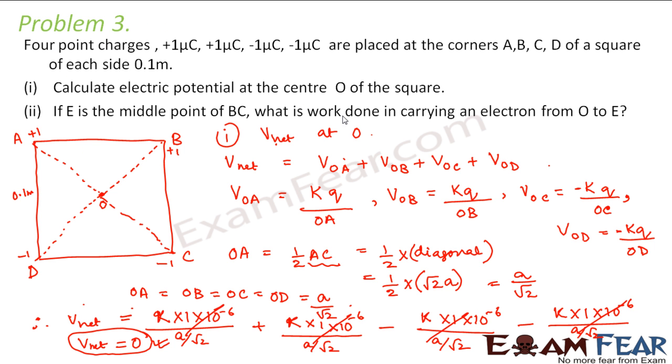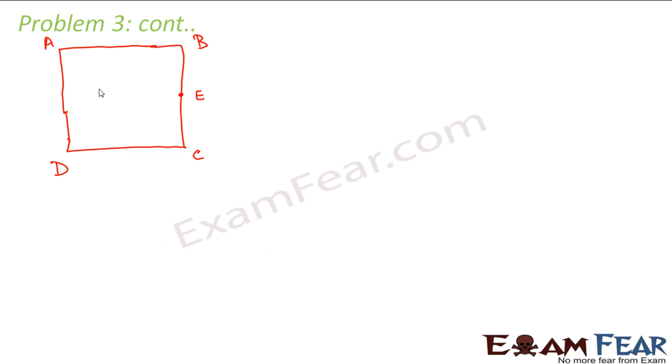Then what is the work done in carrying an electron from O to E? So this is E and this was O. So what is the work done to carry an electron from O to E? Work done in carrying a charged particle from O to E will be equal to the potential difference between O and E. Right? According to the definition of potential difference, we know that work done to carry the charged particle from O to E will be equal to the potential difference between E and O.